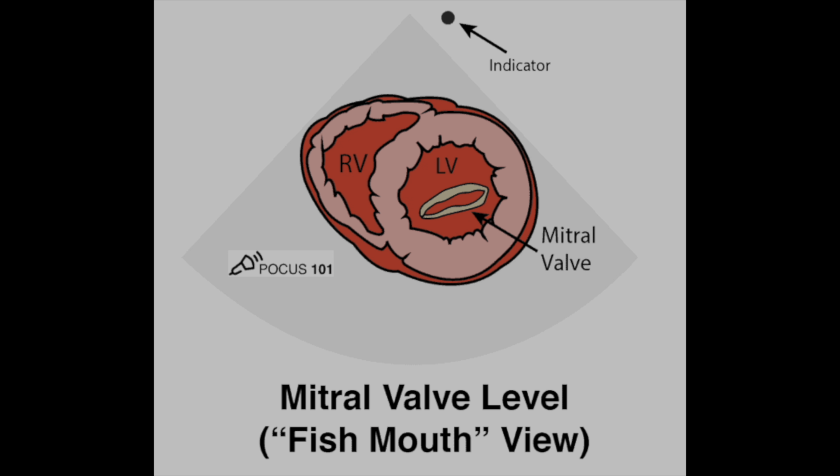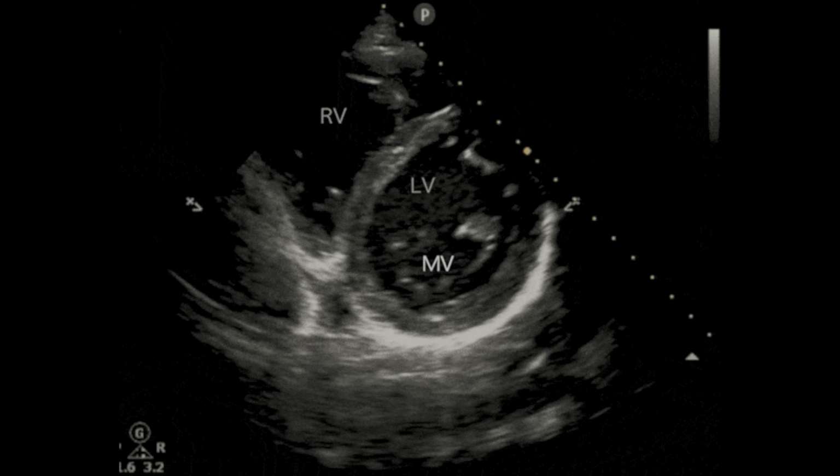Second type of parasternal short axis view is at the mitral level, where you will obtain a fish mouth view. To get the mitral valve level, from the mid-papillary level, slide the transducer towards the sternum, towards the mitral valve, which is the base of the heart. The anterior and posterior leaflets of the mitral valve should come into the view.